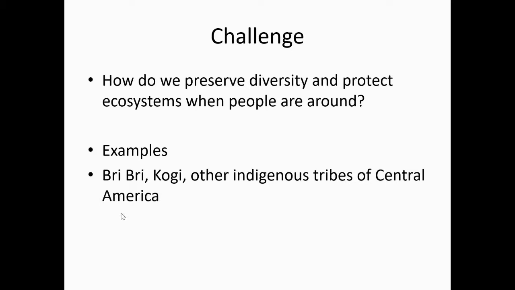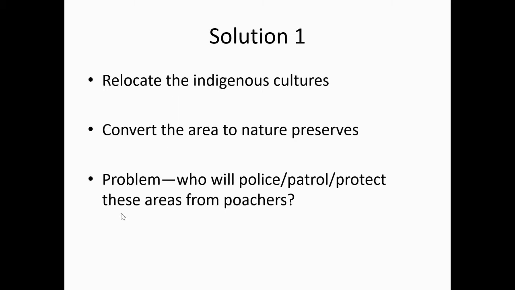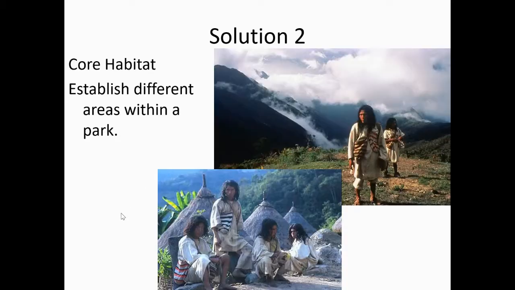To find the best approaches, you have to go to places that aren't the United States. So we're going to go over some examples here. The American approach, though, is relocate the indigenous cultures of the people living there, convert it to a nature preserve, and then hire people to go in and protect it. Here is what places like Central and South America have started doing. It's called core habitat design.